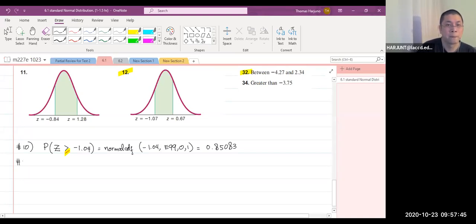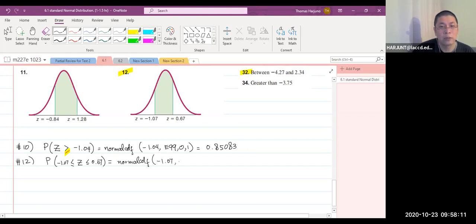Number 12. Probability that Z is between negative 1.07 to 0.67. That's normal CDF negative 1.07 up to 0.6701. I get 0.60626.